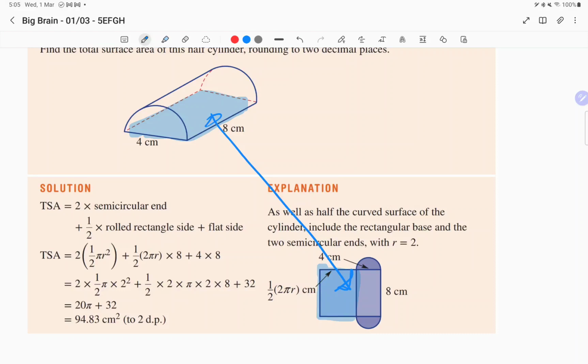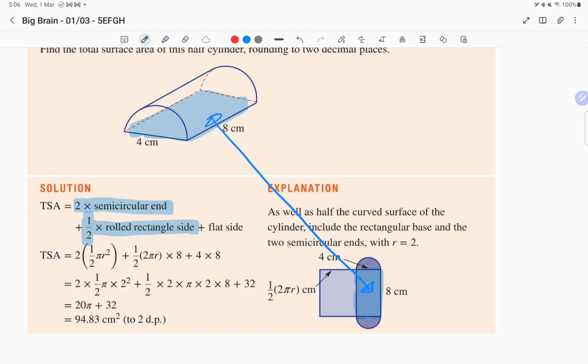All right, which means the total surface area would be, I'll borrow the answer, 2 times the semicircular ends, which is that one there and this one here, and then plus half of the rolled rectangle side. So it's the side of the rectangle rolled up. Oh, actually, sorry, my bad. The bottom one, the non-rolled up version, is actually this area. Yeah, sorry, it's this one here. That's better. So half times the rolled up rectangle side, which is this thing here.